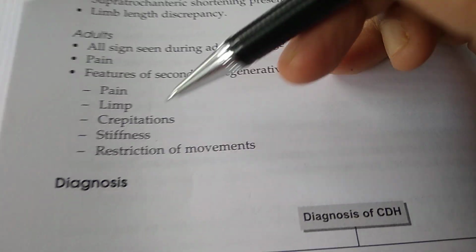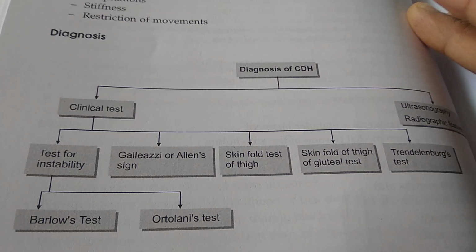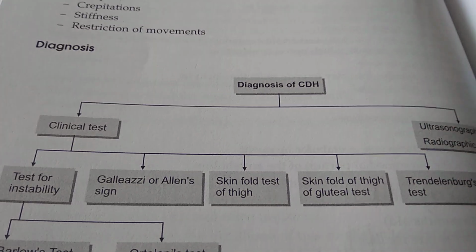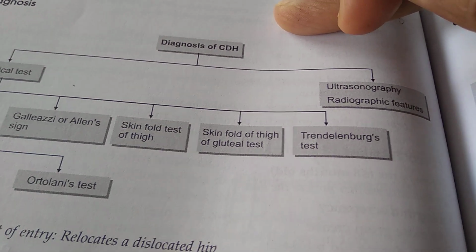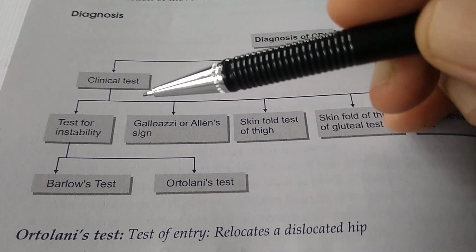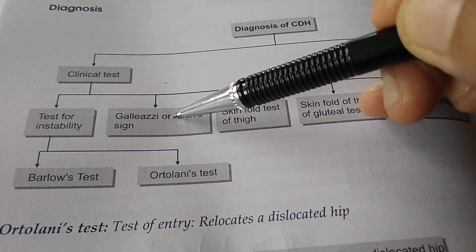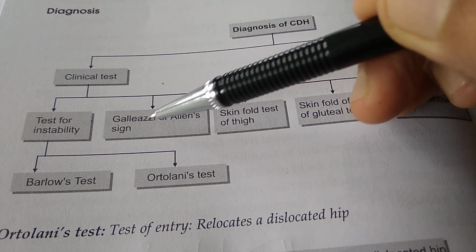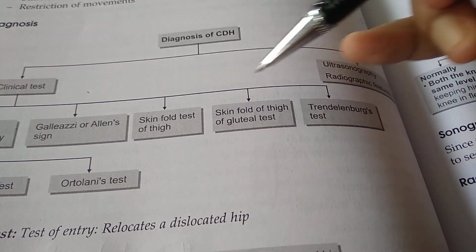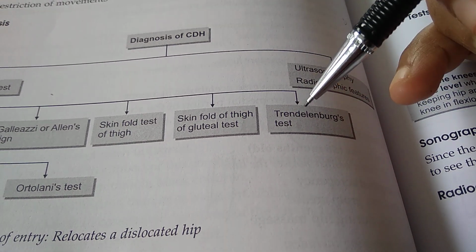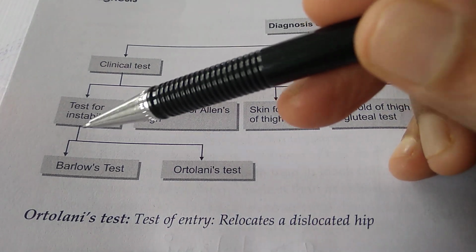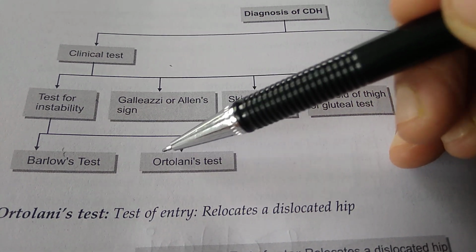In adults, what and all you will see? So what will you do with this diagnosis? How will you diagnose? You will diagnose with the help of clinical test and also with the help of ultrasound, radiograph, etc. And clinical test, what and all you will test? Test for instability, Galeazzi-Allen's sign, skin fold test of thigh, gluteal test, Trendelenburg's test, and under this test for instability you have the Barlow's test and Ortolani.